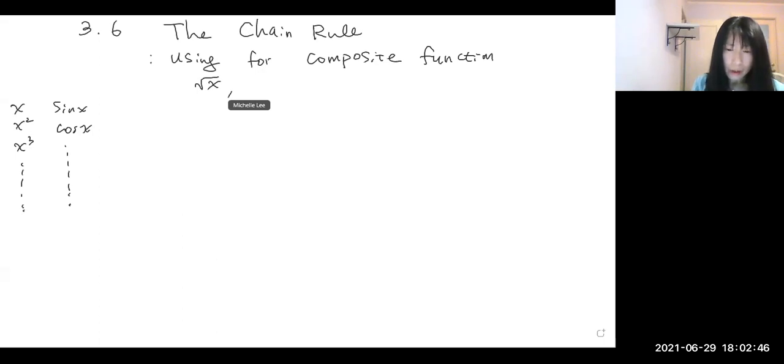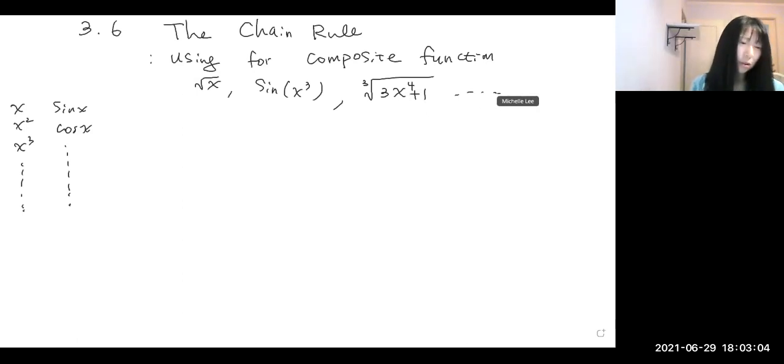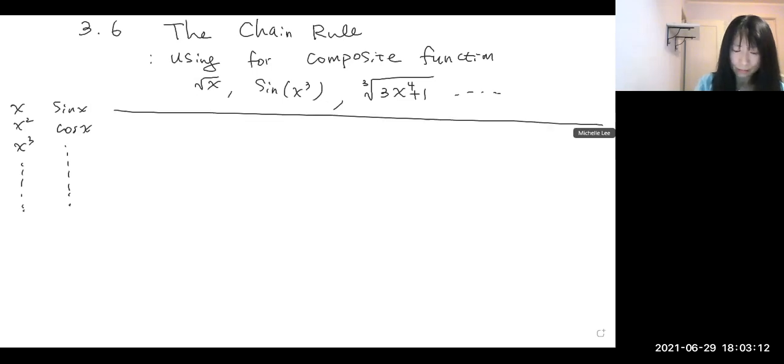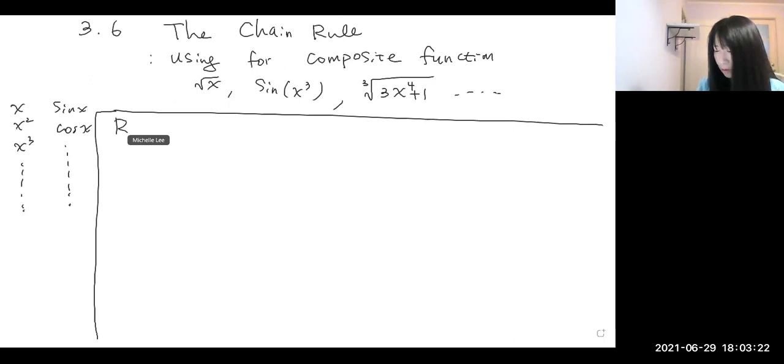And also sine x to the third, or cube root of 3x to the fourth plus 1, right? So we are using that rule, the chain rule. Let me write down the chain rule.